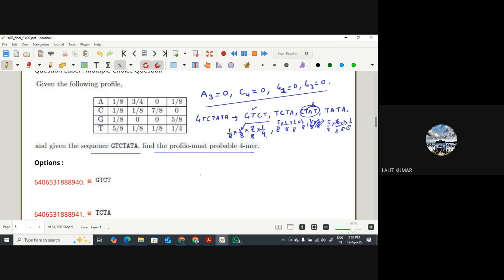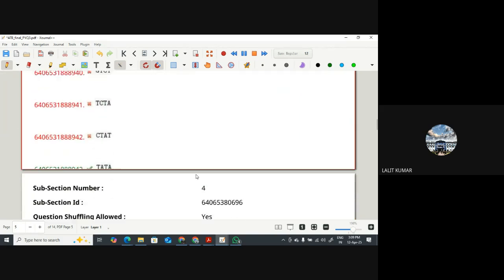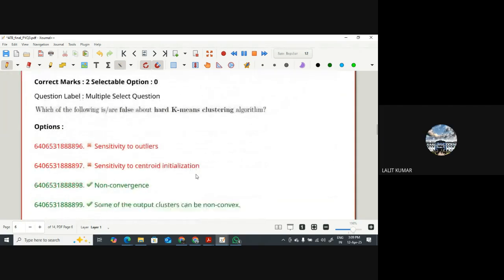Now this also you convert to 8, so this will become 2. So this is 14 by 8 to the power 4. This is 5 divided by 8 to the power 4. This is 5, 6, 30, 30 into 8 to the power 4. So your TATA has got the maximum probability, and that will be the most probable k-mer. Is this okay with everyone? Yes. Yeah, okay.